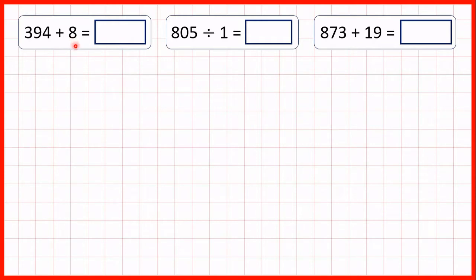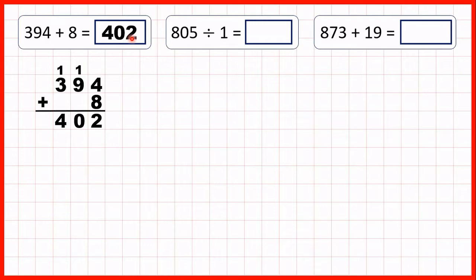394 plus 8. We could use column addition for this, making sure we've got our 8 ones underneath the 4 ones. So 4 plus 8 is 12, 1, 2. 1 plus 9 is 10, 1, 0. And 1 plus 3 is 4. So our answer is 402.